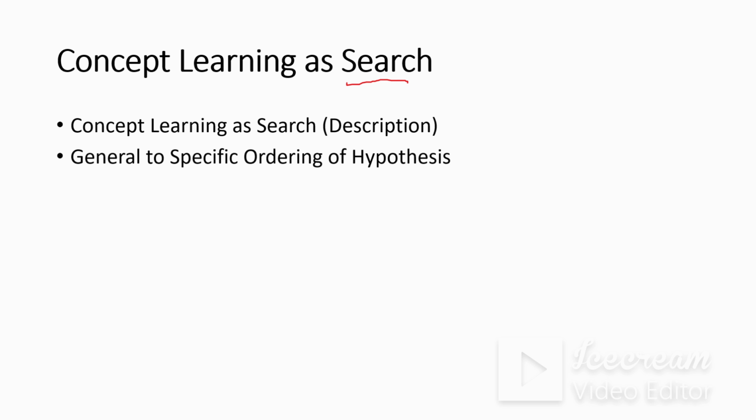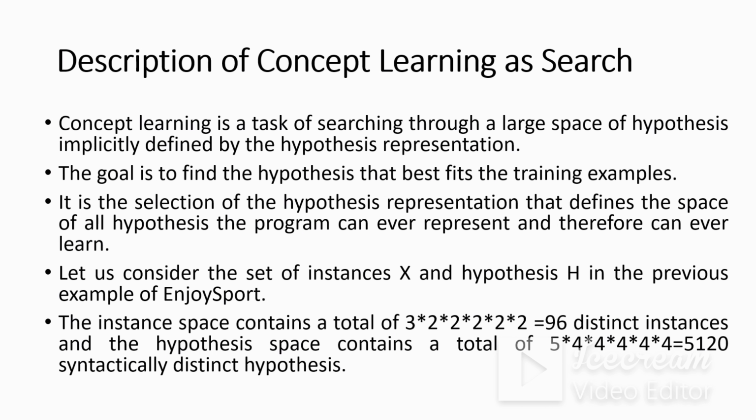Here we discuss 2 things. Number 1 is concept learning as search, and number 2 is general to specific ordering of the hypothesis. So we now start with concept learning as a search. What are we searching and where are we searching? That is very important. Coming to the second question, where are we searching?